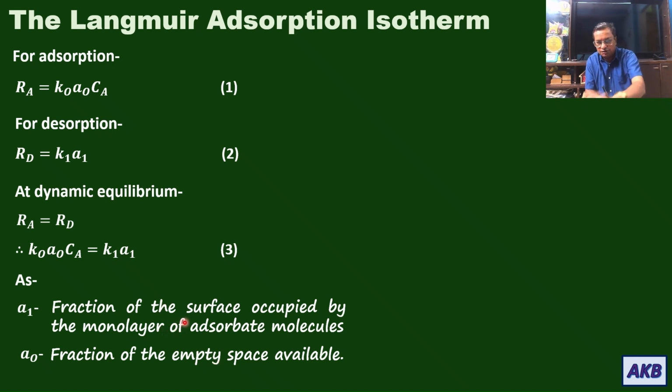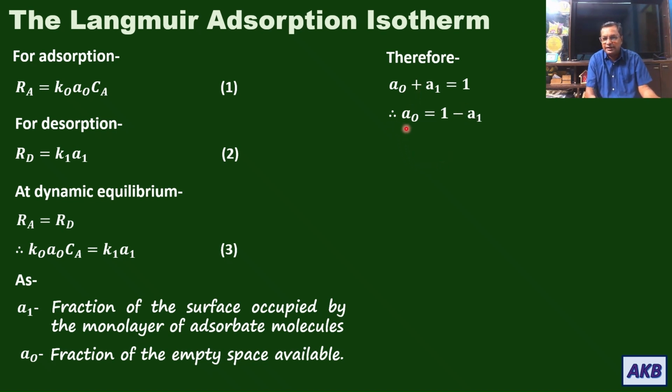So you have two fractions. One is the fraction of the surface that is occupied, and the other is the fraction of the surface that is empty. When you add these two fractions, the fraction of empty space plus the fraction of space occupied, the sum is equal to 1. So from this I get A naught equals 1 minus A1. Then I will use it in equation number 3. In place of A naught, I am going to replace it with 1 minus A1.